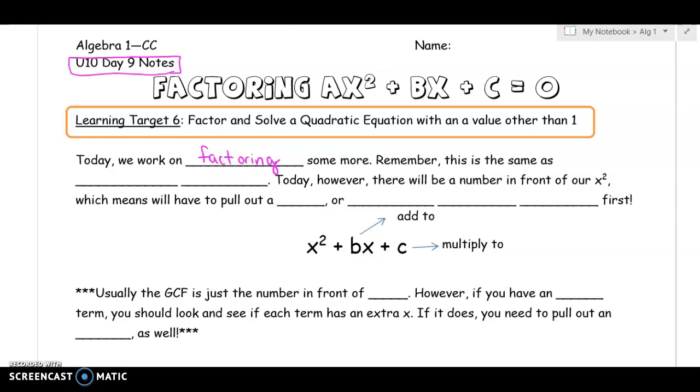Remember, this is the same as box problems. We've been doing a lot of the multiplies to be this, adds to be that type of stuff. Today, however, there is a number in front of our x squared, which means we need to pull out something called a GCF, or greatest common factor.